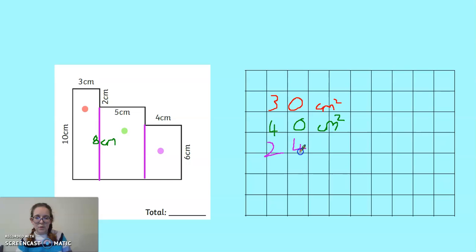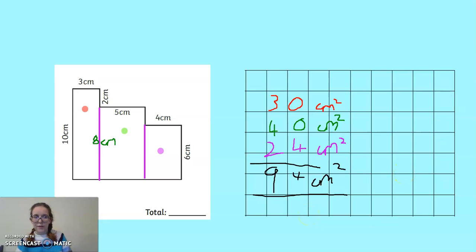24 centimetres squared. Now how do we find the area of the whole shape? Nice and simple. We add all of these rectangles together. So we're going to put a line in here, 30, add 40, add 24, that's going to be 94 centimetres squared. And that is the area of our full shape, even though that 4 is a little bit dodgy. Fantastic.